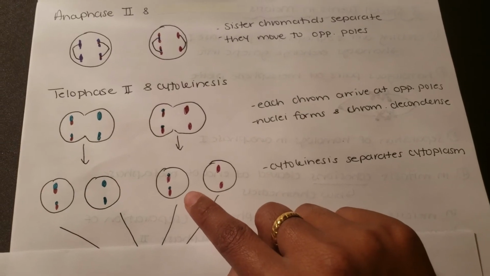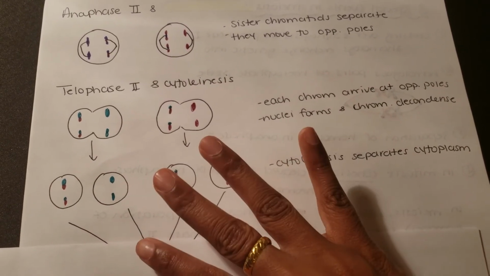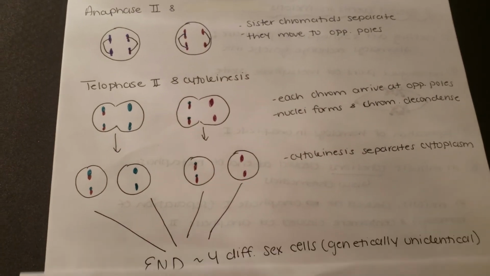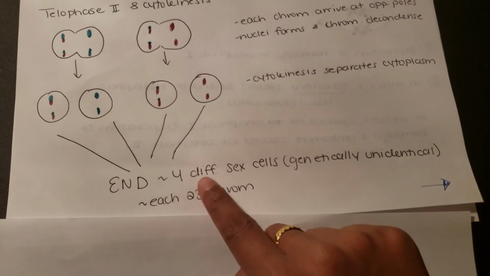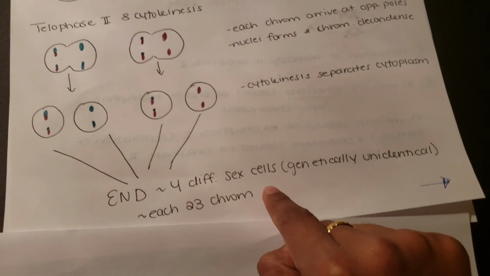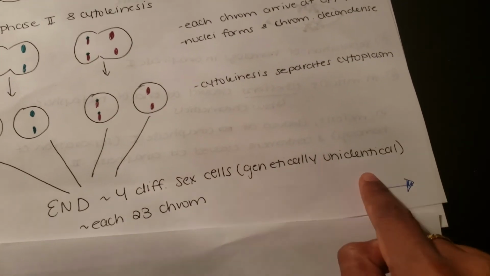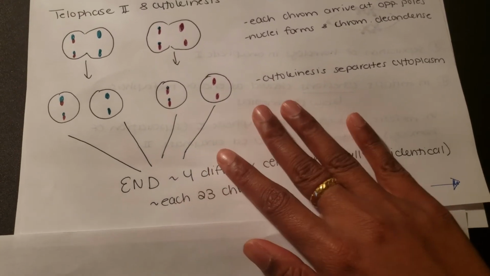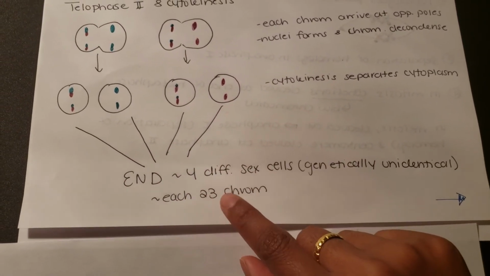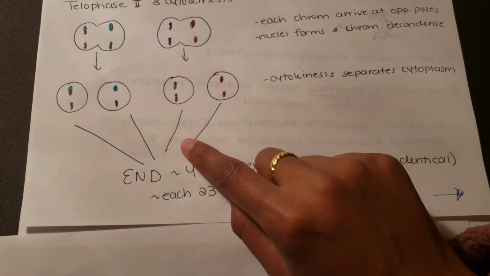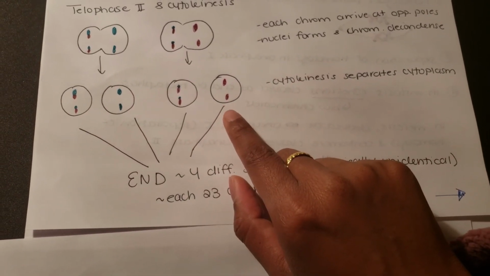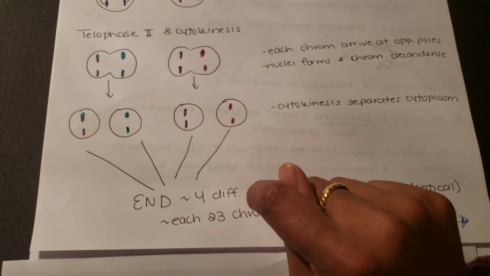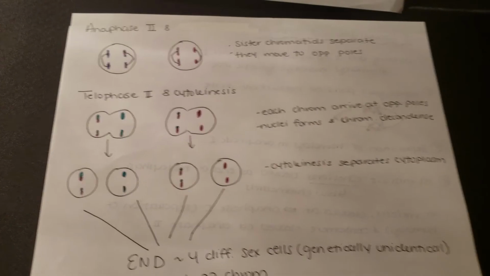And then you are going to now end up with 4 products. You have 1, 2, 3, 4. All right. So you're going to end with 4 different sex cells. They're going to be genetically unidentical. They're not going to look the same. And each of them now is going to have 23 chromosomes. And that's what makes the gametes haploid, all right? So the gametes are going to be haploid because they're going to have 23 chromosomes, and that's what we're going to end up with at the end of meiosis.